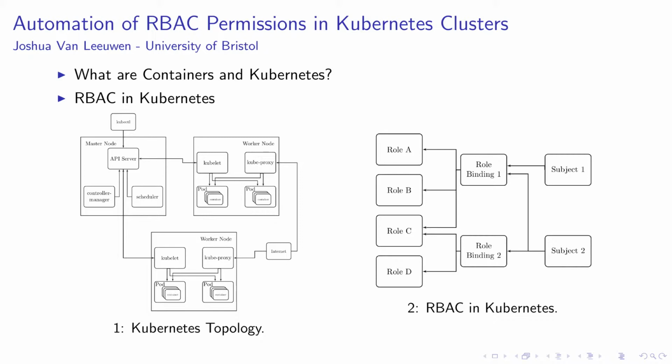Hello, my name's Josh, and today I'm going to talk a bit about my individual project, the automation of RBAC permissions in Kubernetes clusters. First of all, I'm going to talk a bit about the background of the project, and then I'm going to talk about the problems that I found inside Kubernetes in terms of the RBAC. I'm going to talk a bit about what my solution is going to be to that problem, how I came about that solution, why it's the best. I'm going to talk a bit about what I've done so far in terms of the project, and then finally I'm going to talk a bit about what I've got left to do in the project.